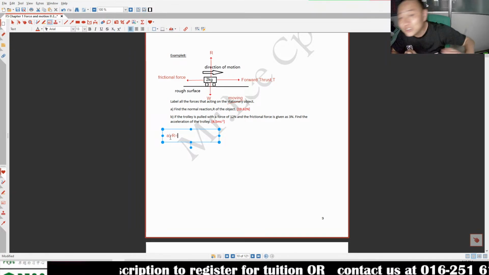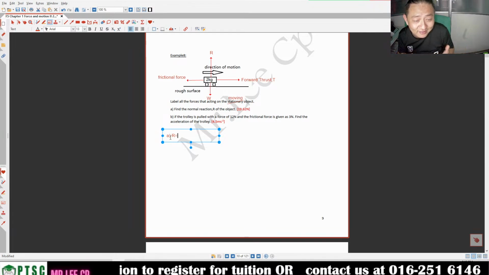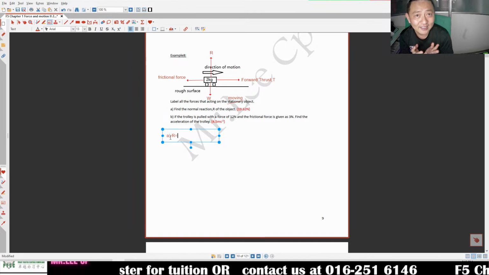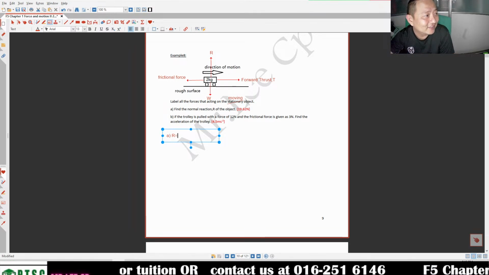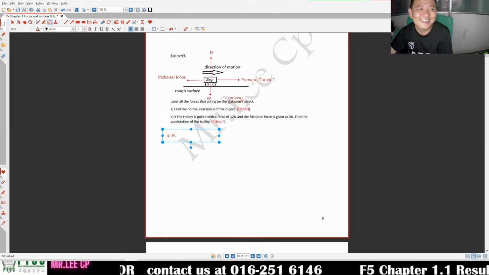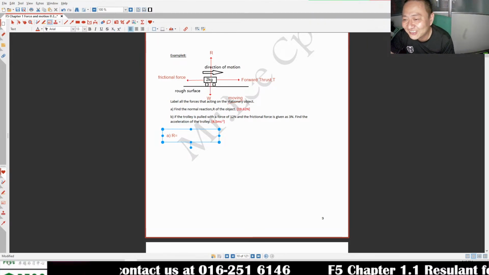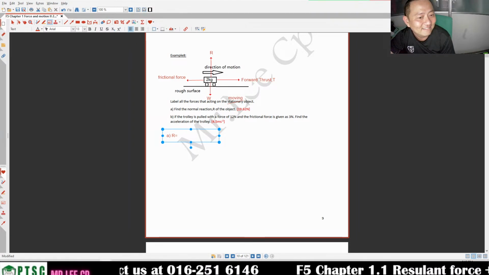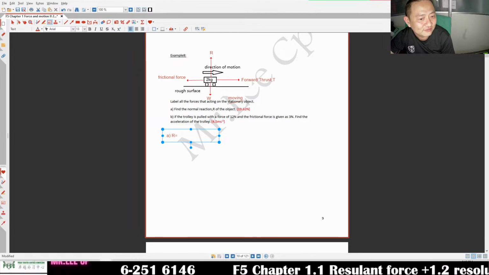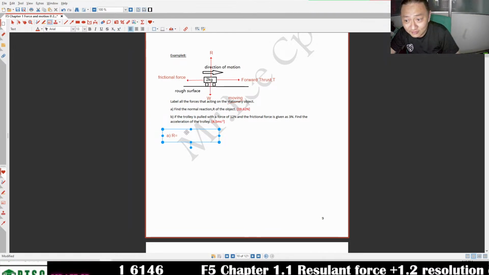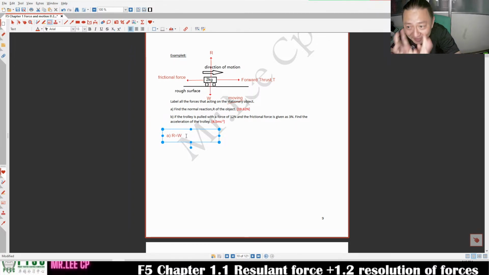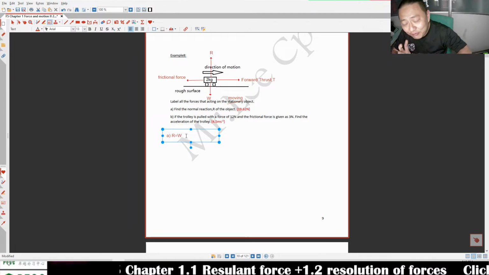The trolley on the table, does it go up or go down? What do you think? It is not going up, not going down, right? It moves left and right, but not up and down.